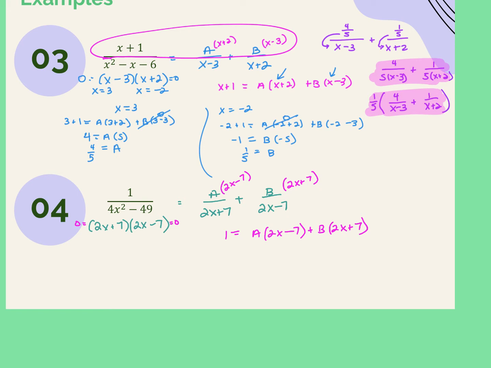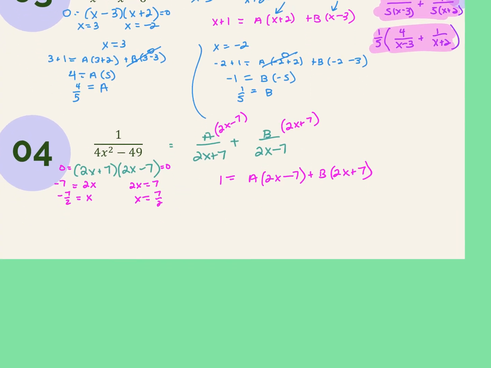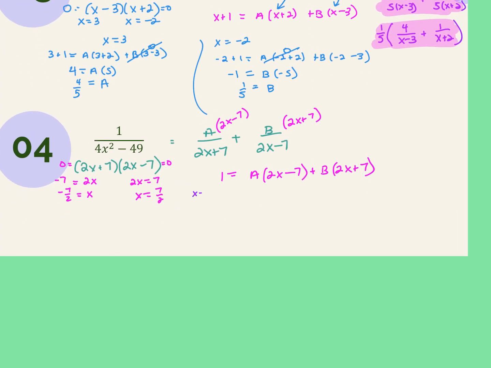Then set them equal to 0 on your original factored denominator to figure out what you have to plug in. 2x would equal negative 7, x would equal negative 7 halves. 2x would equal 7, x would equal 7 halves. So first I'm going to plug in that negative 7 halves. I get 1 equals A times 2 times negative 7 halves minus 7 plus B times 2 times negative 7 halves plus 7.